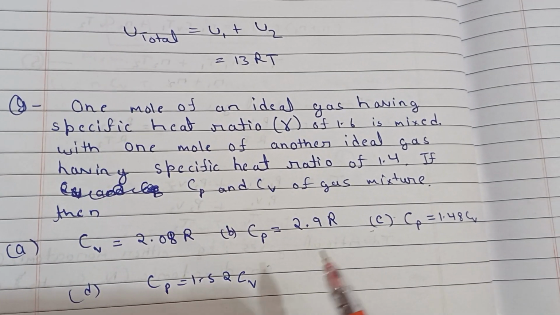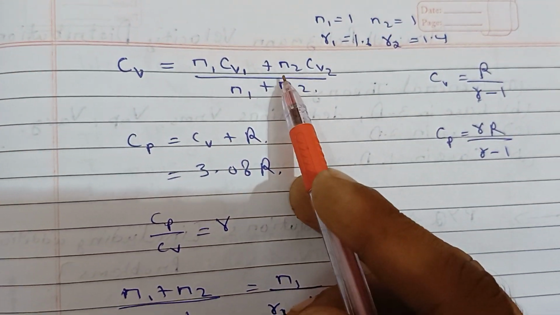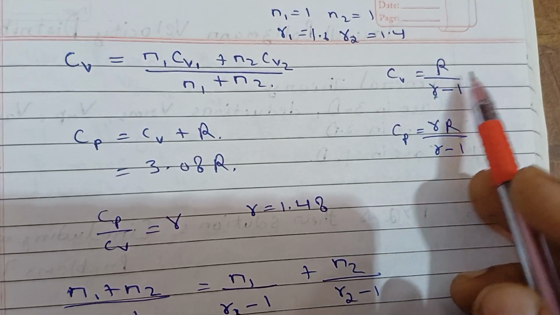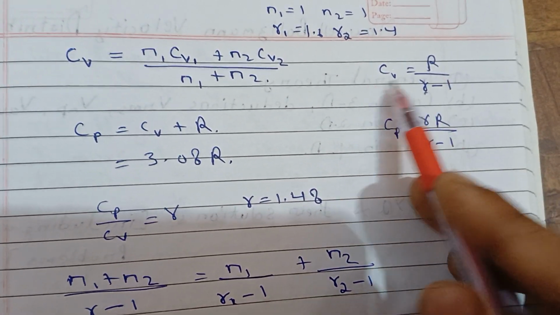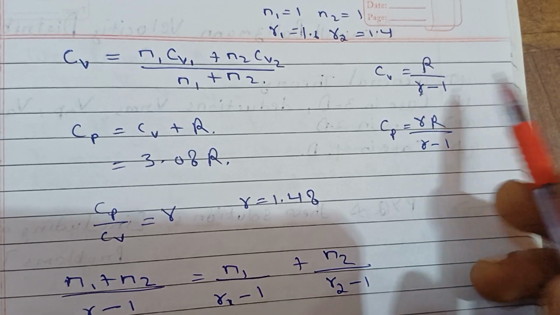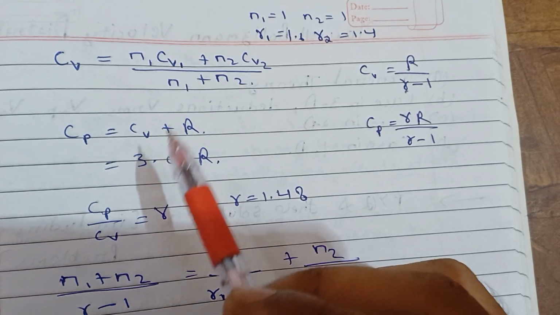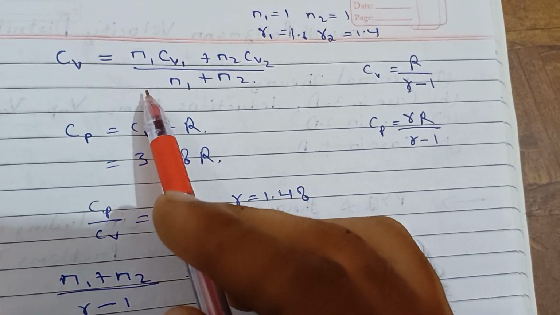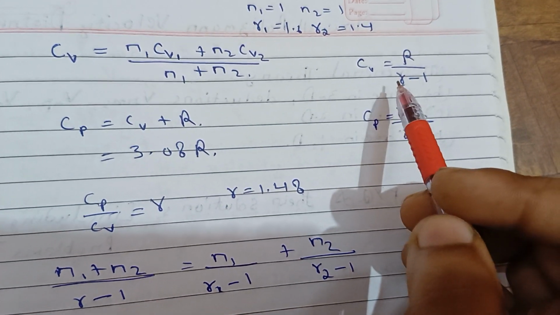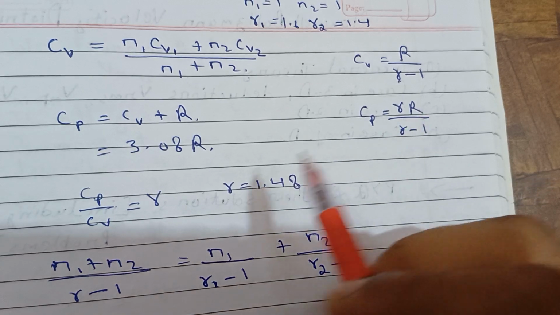So how can you find it? There you have two formulas, and either way you can go. First, you find Cv for the mixture from Cv1, Cv2, N1, N2. Cv1 is related to gamma as R by gamma minus 1, so Cv1 will be R upon gamma 1 minus 1, and Cv2 will be R upon gamma 2 minus 1. Gamma 1 and gamma 2 are given. Substitute here; N1 and N2 are 1 mole each. So you can find the mixture Cv, and from there Cp, which will be Cv plus R. Then Cp upon Cv is gamma, the adiabatic index for the mixture.